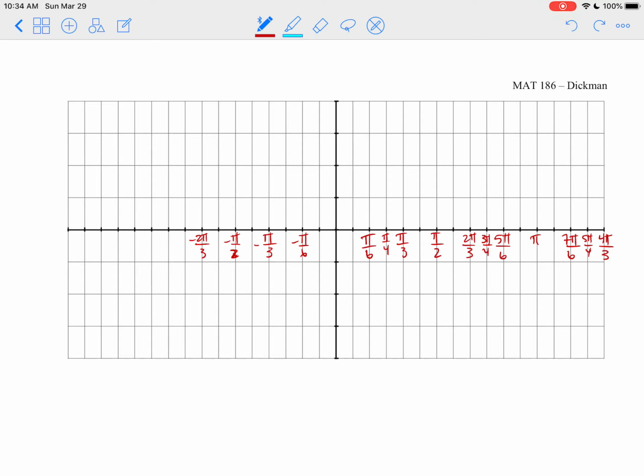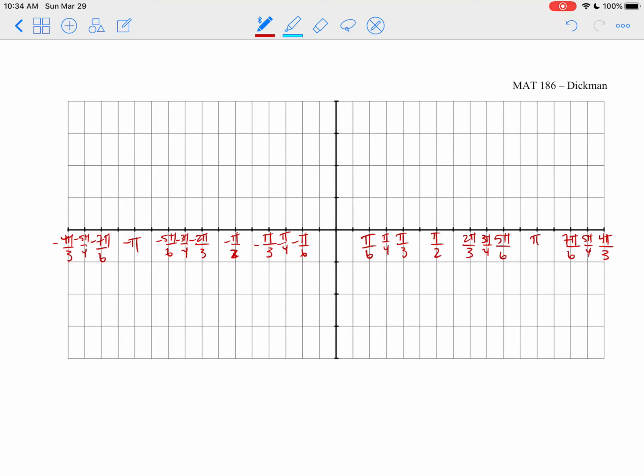That's why you shouldn't stop counting multiples of pi in the middle. And again, I am going to put in negative pi over 4, and I'm going to put in negative 3 pi over 4, and negative 5 pi over 4.